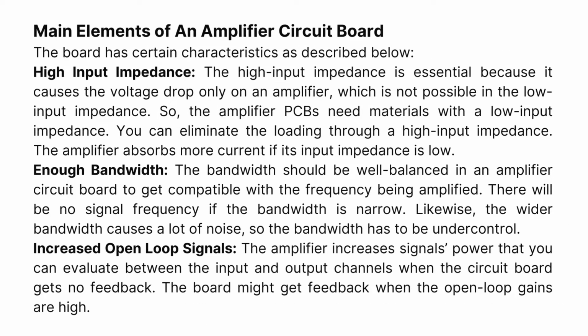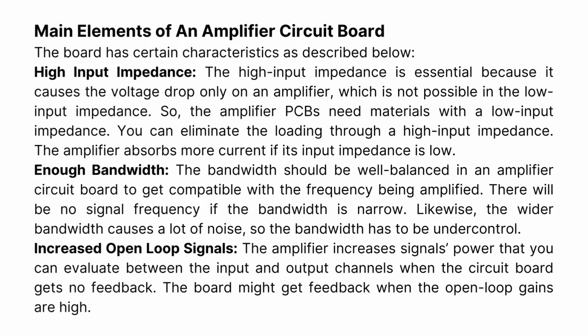Main elements of an amplifier circuit board. The board has certain characteristics as described below. High input impedance. The high input impedance is essential because it causes the voltage drop only on an amplifier, which is not possible in the low input impedance. So, the amplifier PCBs need materials with a high input impedance. You can eliminate the loading through a high input impedance. The amplifier absorbs more current if its input impedance is low.